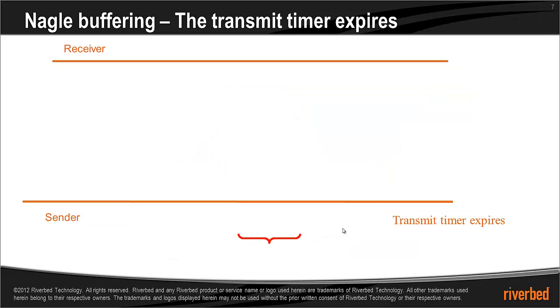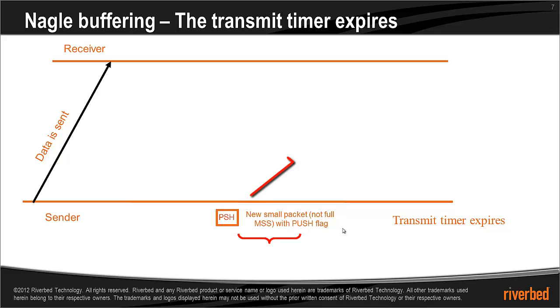And this is when the transmit timer expires. So again, data is being sent, and I have a small packet, non-full MSS, with a push bit. But what happens? I'm forbidden from sending this because I have unacknowledged data. Okay? I haven't seen the acknowledgement for this data yet.